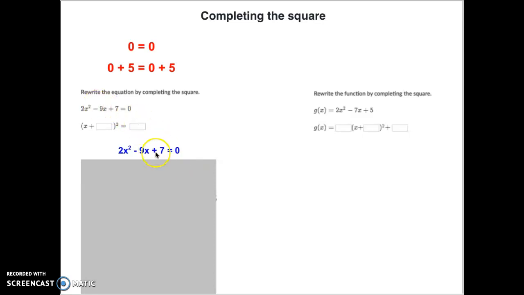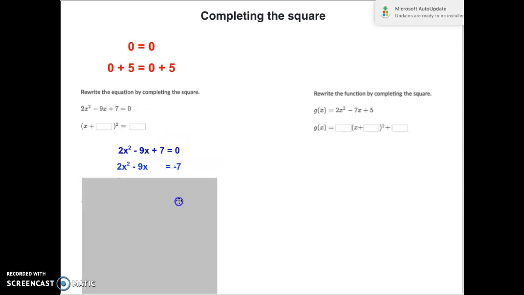So here's the equation: 2x squared minus 9x plus 7, which is just our equation from above. The first step is I need to subtract 7 from both sides. I need to get rid of this 7, because in order to get into perfect square form, I'm going to have a new c term. So I might as well get rid of the old c term so we can put in the correct new c term.